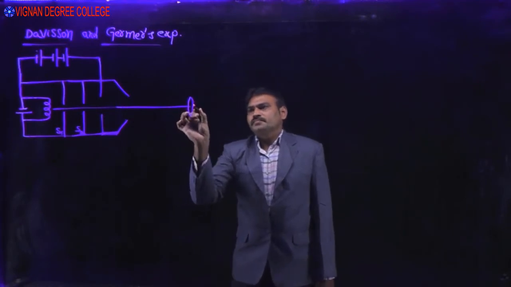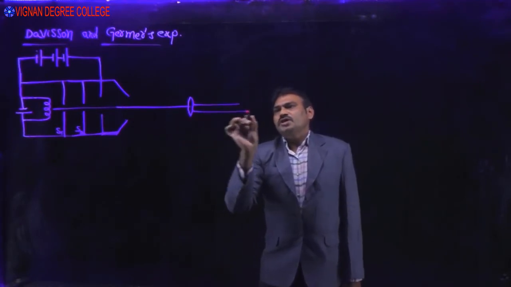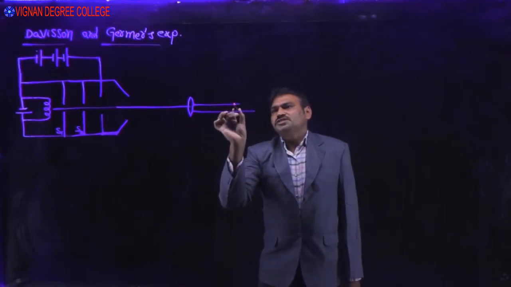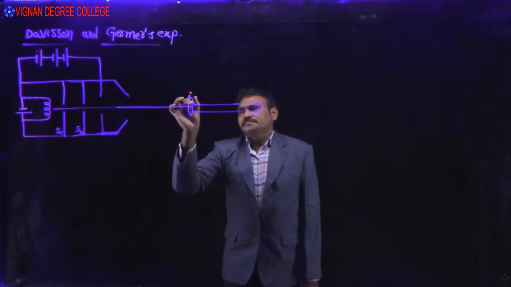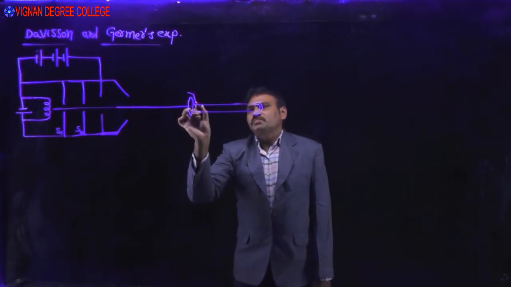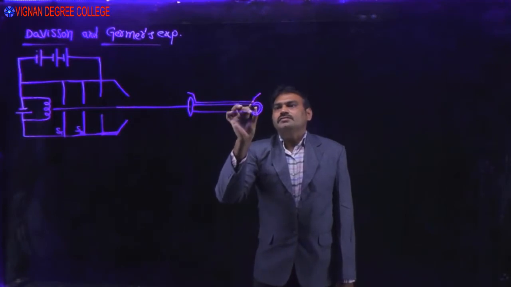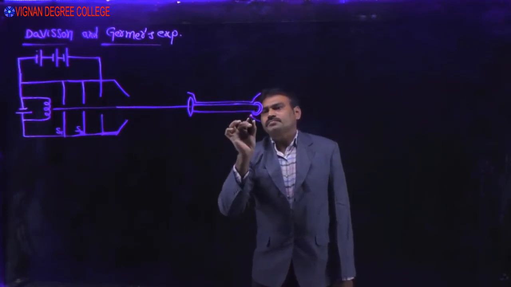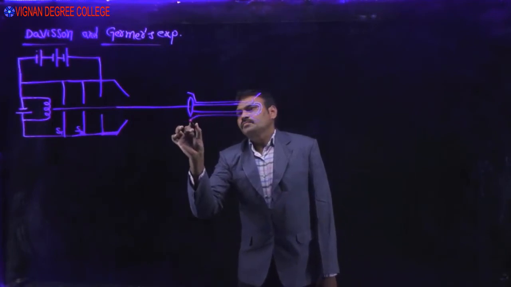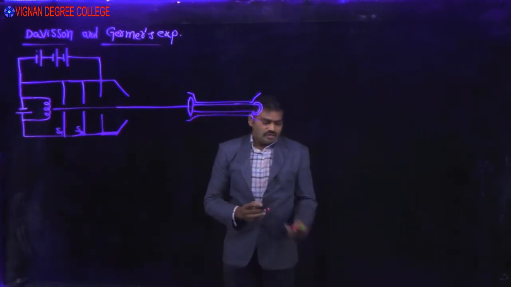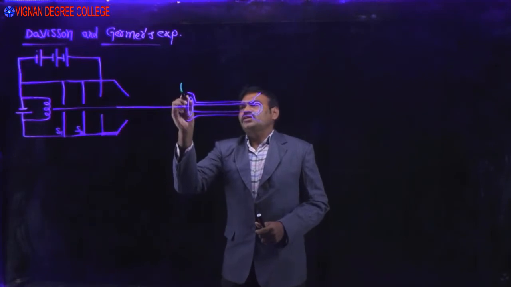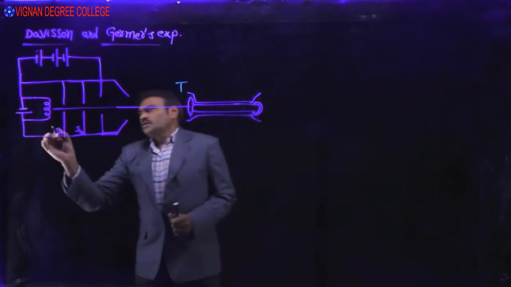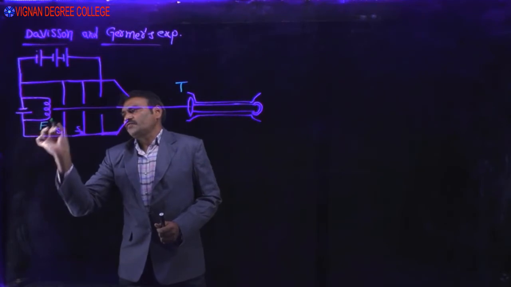It is a large single nickel crystal. This nickel crystal acts as a plane diffraction grating. Okay, this is the nickel crystal. The nickel crystal acts as the target T. This is the filament F, the tungsten filament.